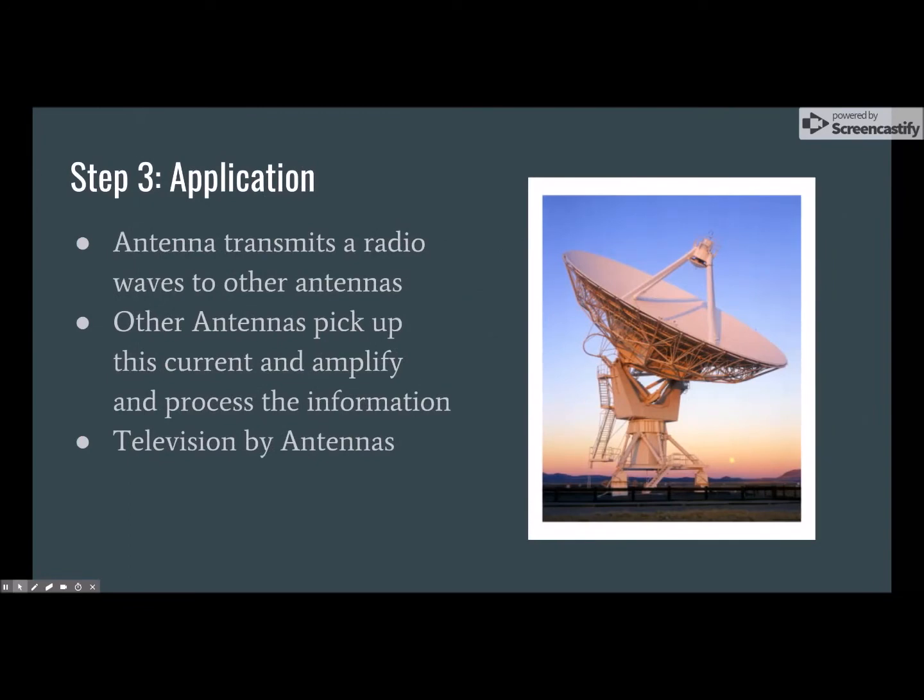So scientists have developed a way to transmit these in the forms of antennas and satellites, where antennas can transmit radio waves to other antennas via satellites, and other antennas can pick up this current and amplify and process this information and produce television images on screen, which are very interesting and can be very useful for many different ideas.